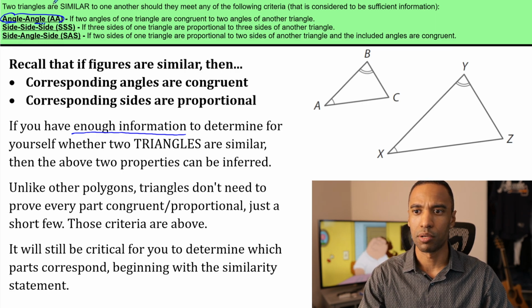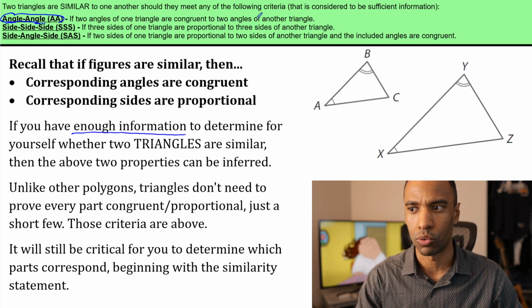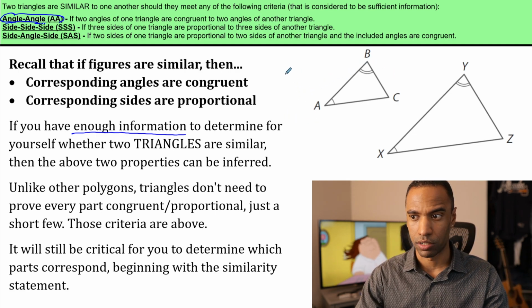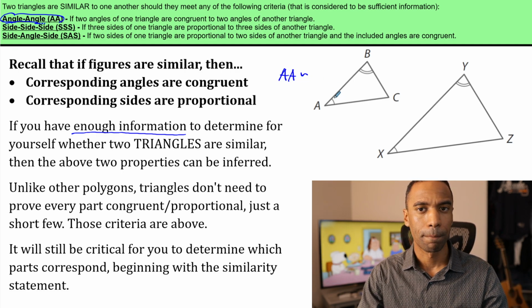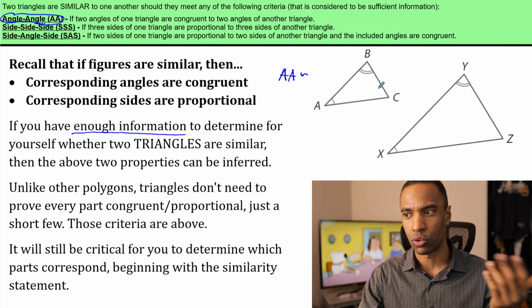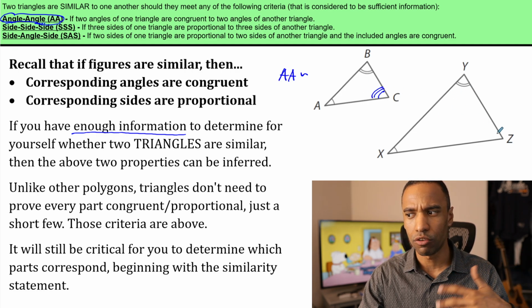Two triangles are similar to one another should they meet any of the following criteria. First one, angle-angle, says if two angles of one triangle are congruent to two angles of another triangle. Now, the interesting part here is it only says two angles, right? If I write the angle-angle similarity, only two of them. Why don't we need the third? Well, because if two angles in a triangle are congruent to two angles in another, then the third has to be congruent.